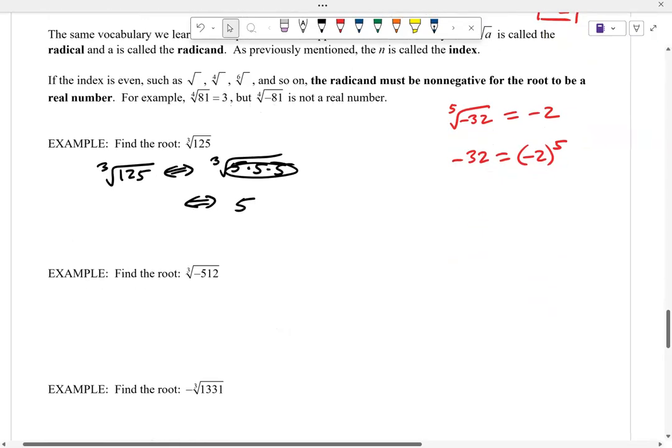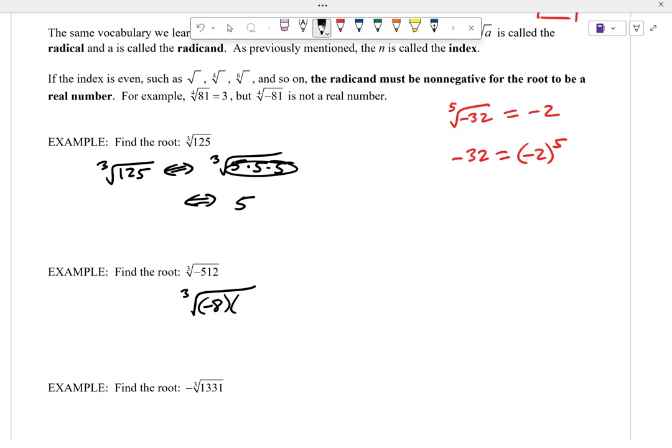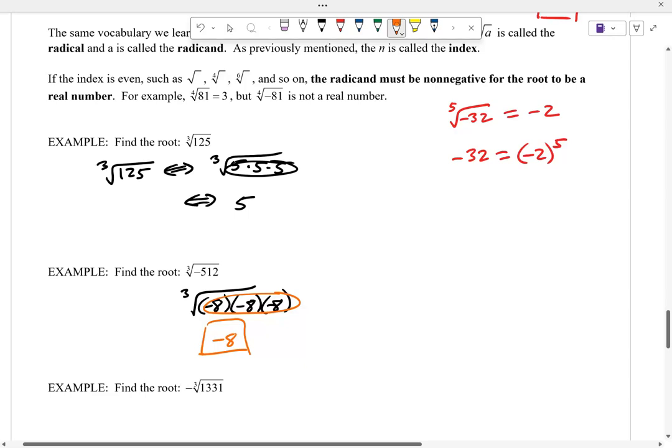Right? Third root of negative 512. Well, negative 512 is negative 8 times negative 8 times negative 8. So you get negative 8. Right? So third root of negative 512 is negative 8 because negative 8 to the third is negative 512. Right?